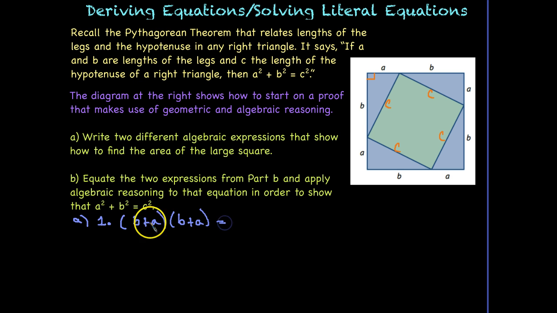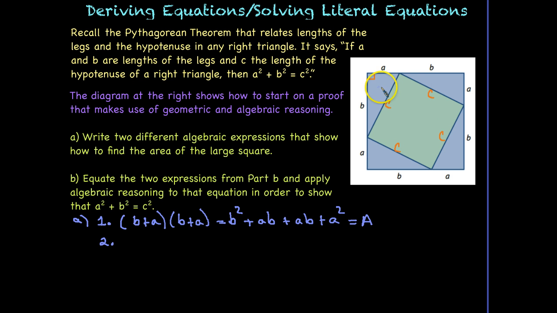If we do that, B times B is B squared. B times A is AB. And then A times B again is AB. And finally, A times A is A squared. This is our area.